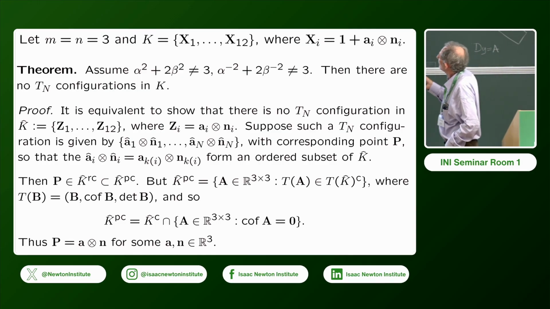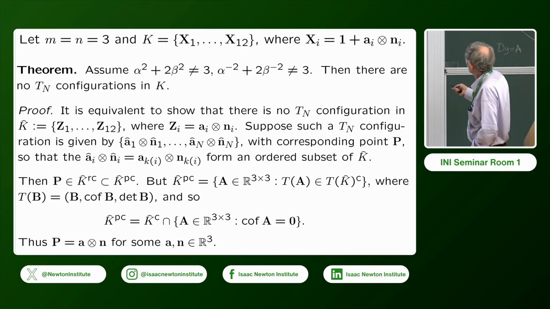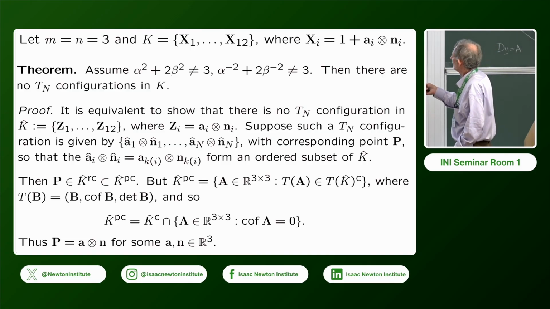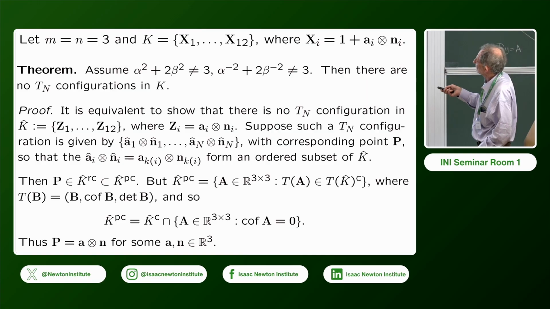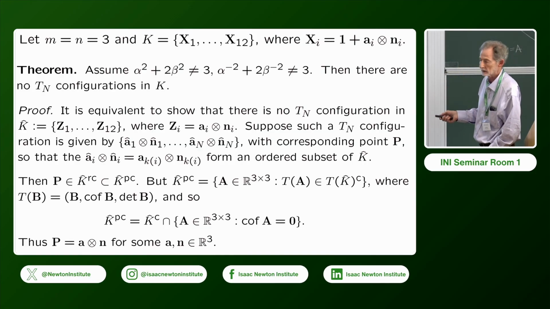Now, of course, when you have a rank 1 matrix, the cofactor matrix is 0, and the determinant is 0. And so therefore, you see from this that in fact, K hat PC is the convex hull of K hat intersected with the matrices which have cofactors equal to 0. And so that tells you that since P is in K hat PC, it has cofactor 0, and so it is a tensor product. It's A tensor N for some A and N.